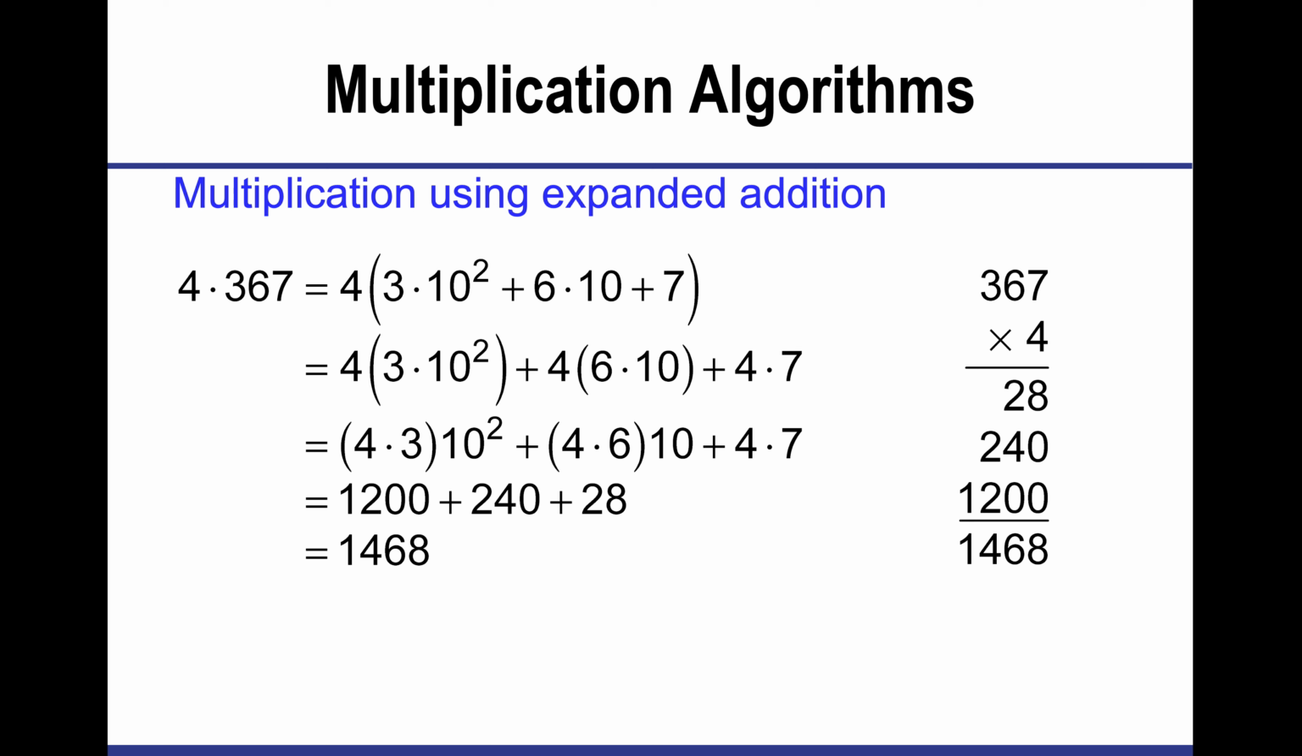If I want to do it using expanded addition, this is for advanced students. This is not for your average everyday student. Numbers like 4 times 367, I can break 367 down into expanded form, just like we did in week 1. And 367 is 300 plus 60 plus 7. So 300 is written as 3 times 10 squared, 60 is 6 times 10, and 7 is 7. So then I can distribute the 4 through, and then I can get my final answer.